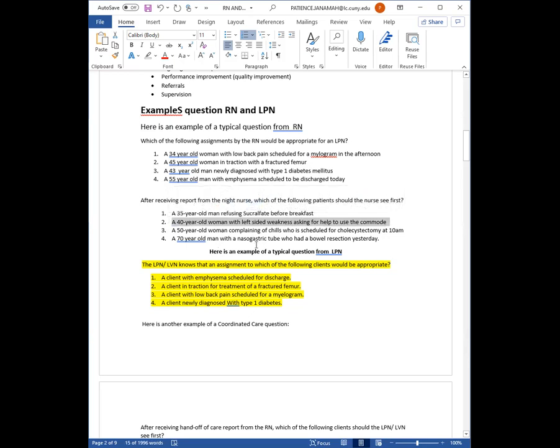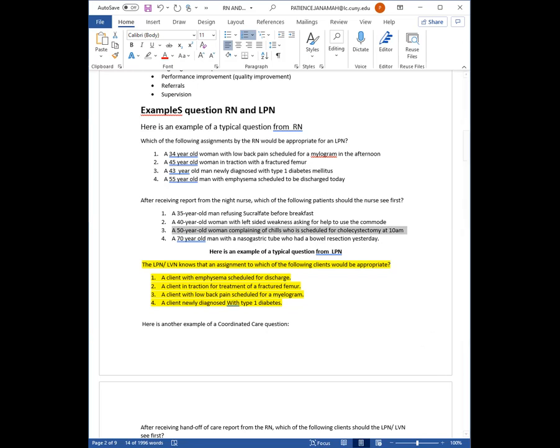A 50-year-old woman complaining of chills who is scheduled for cholecystectomy at 10 a.m. So the patient has chills. The patient is supposed to go for a surgical procedure. Now you walk in and the patient tells you, I have chills. You have to assess this patient. You have to get vital signs. You have to check the temperature, make sure the patient is not feverish. So this is why you will see that patient first, because the patient is going for cholecystectomy. The patient is going for surgery. So that's the most unstable patient at this point. You want to follow up on this patient.